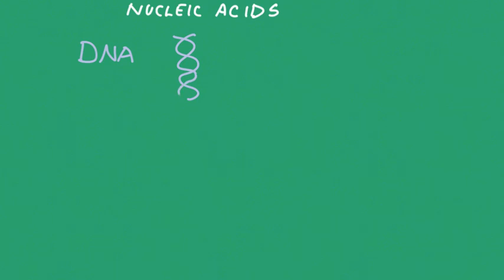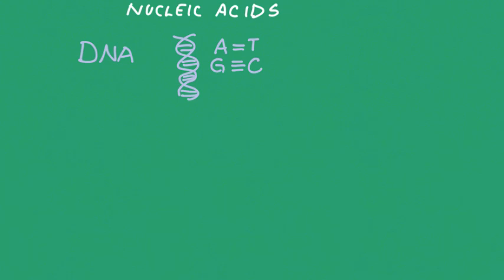Nucleic acids are made up of three classes: DNA, RNA, and ATP. DNA is short for deoxyribonucleic acid, and it is double-stranded. It looks like a double helix. Imagine a spiral staircase. The handrail of the staircase is made up of the sugar and phosphate groups, and the actual stairs that we step on are made up of the bases.